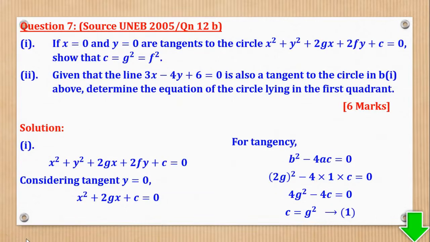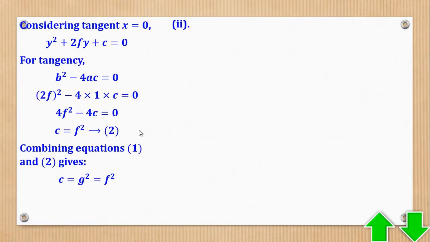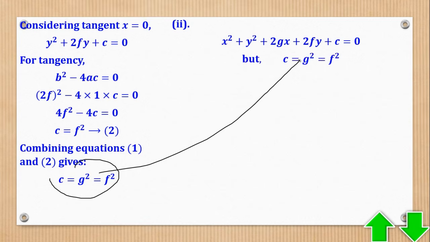Roman 2 says, given that the line this is also a tangent to the circle in B Roman 1, so in Roman 1 above, determine the equation of the circle lying in the first quadrant. So that was the equation of the circle given, but we already know that this is true. Therefore it implies that I'll come here and say that where there is f, you put there g, and where there is c, you put there g squared to come up with that.